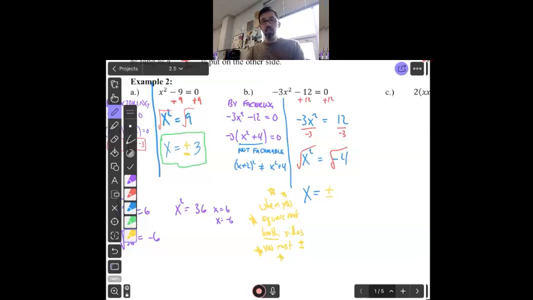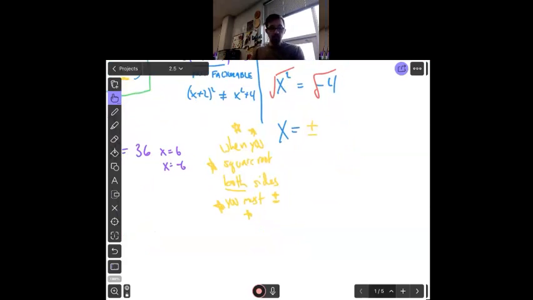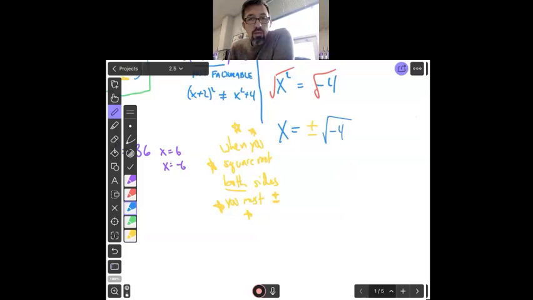Okay. Very, very common mistake to make, to forget to do that. You don't want to do that. So plus minus the square root of negative 4. Well, what's the square root of negative 4? What number do we multiply by itself to get negative 4?